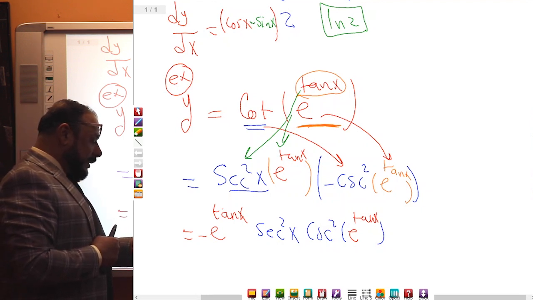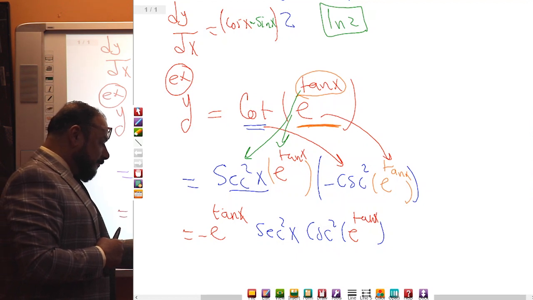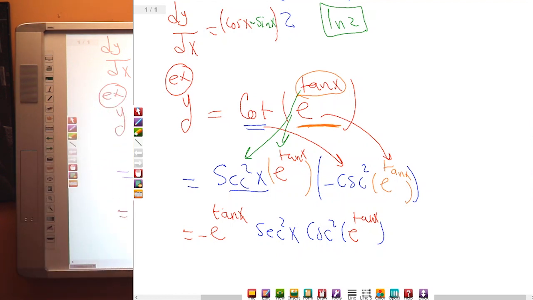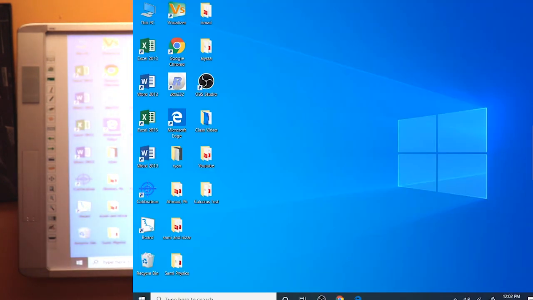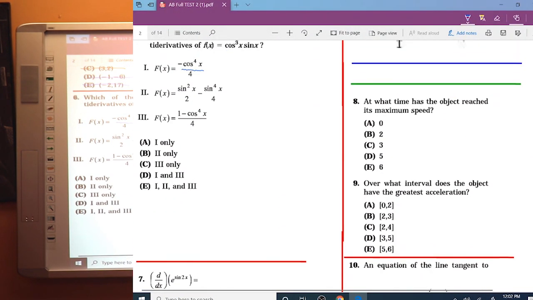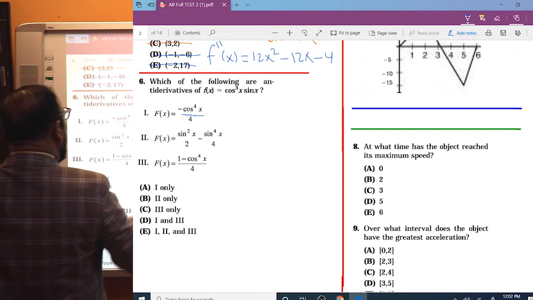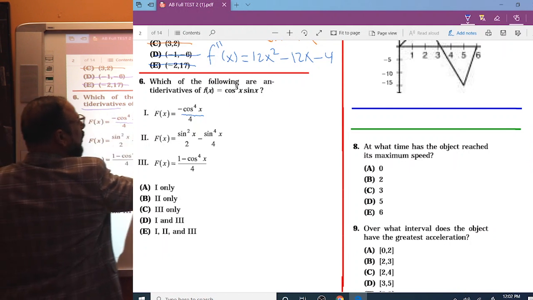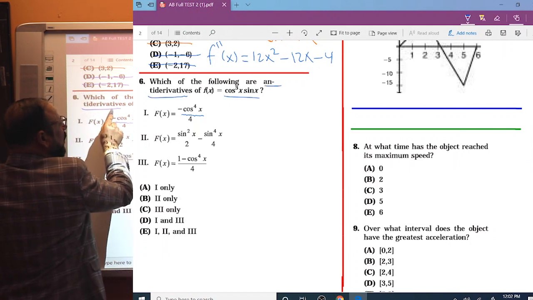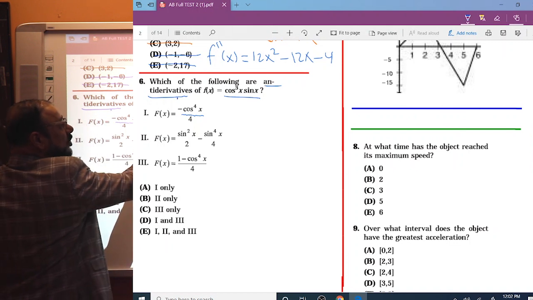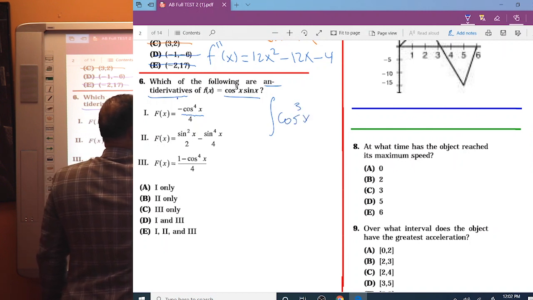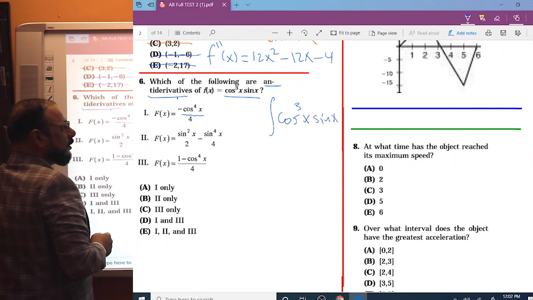Now, number 5, the 4, Ismail. Let us go to number 6. We have about 3 minutes, right? Let us go to problem number 6. See what problem number 6 is. He asked which of the following is the antiderivative of this function? What's the meaning of antiderivative? Integration. He wants the integration of cosine cube x sine x, right?